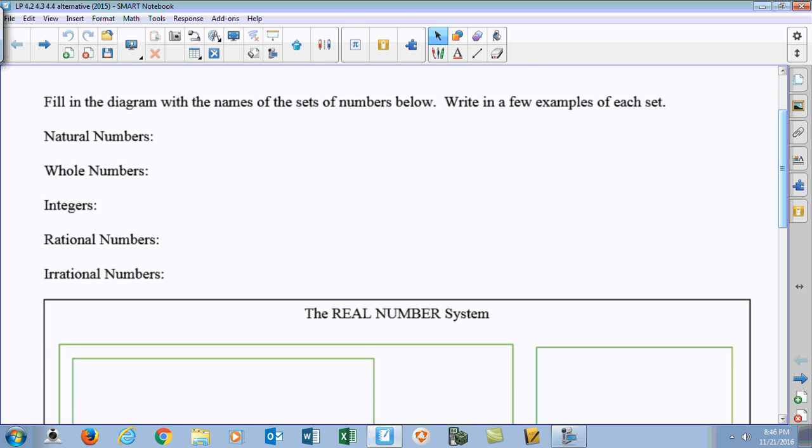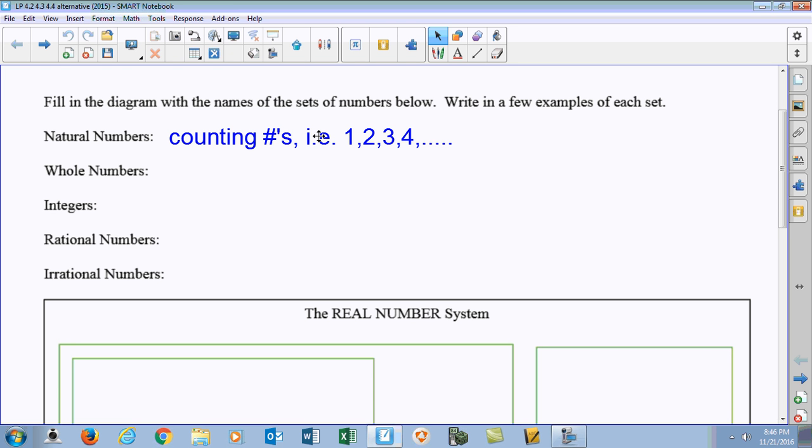So counting numbers. Counting numbers are your natural numbers. 1, 2, 3, 4, 5, 6, and so on. They're your natural counting numbers. We never start counting with zero, ever, ever, ever. So zero does not fall in those numbers. This is your smallest set of real numbers, your natural numbers.